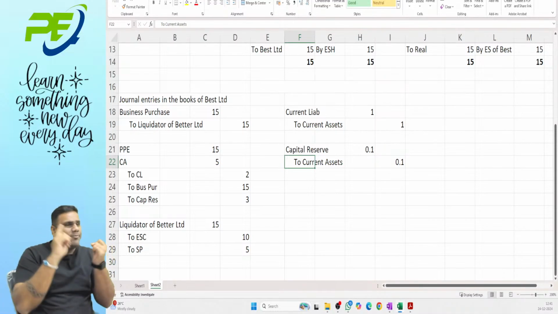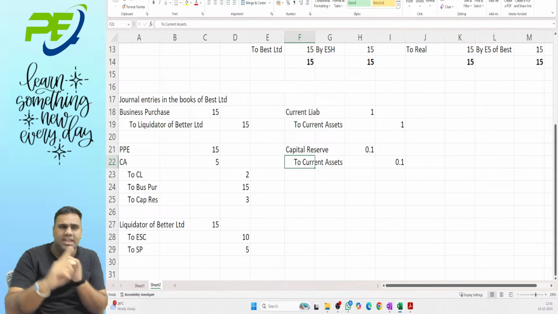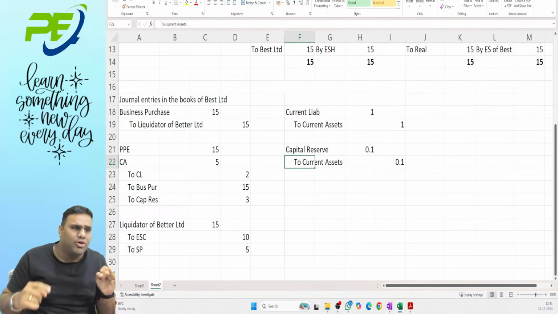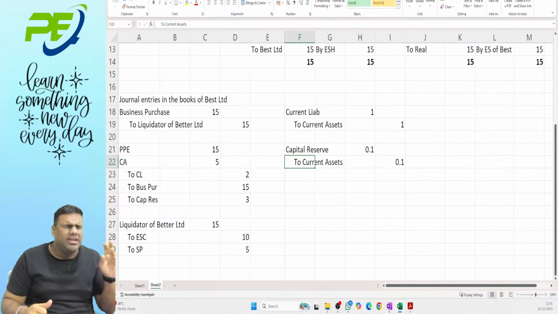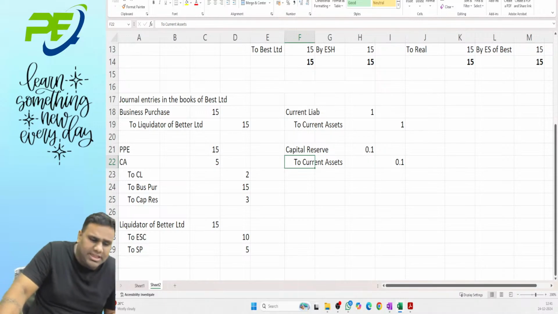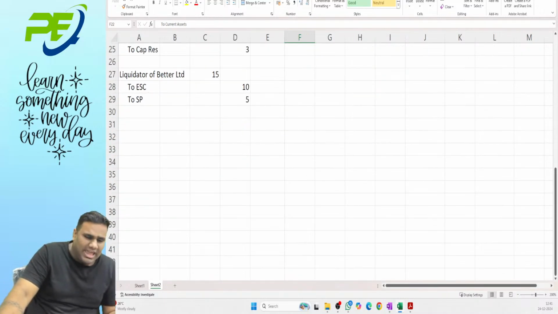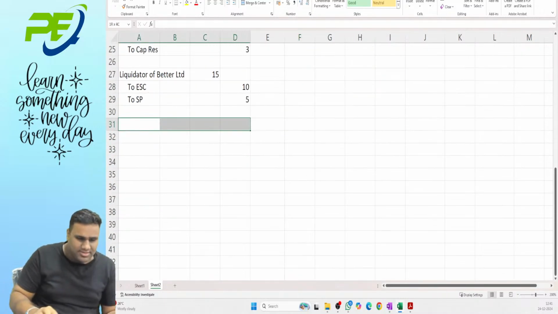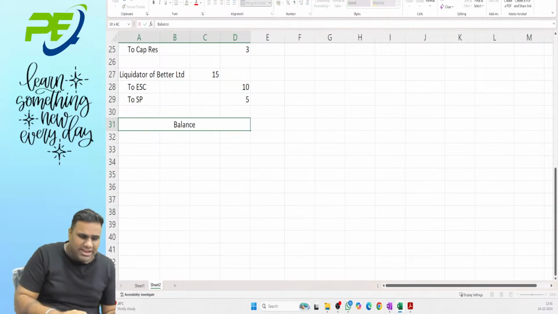So we have calculated purchase consideration, we have prepared journal entries and ledgers in the books of the selling company, journals in the books of the purchasing company, and the final step. Very simple and easy: balance sheet of Best Limited.